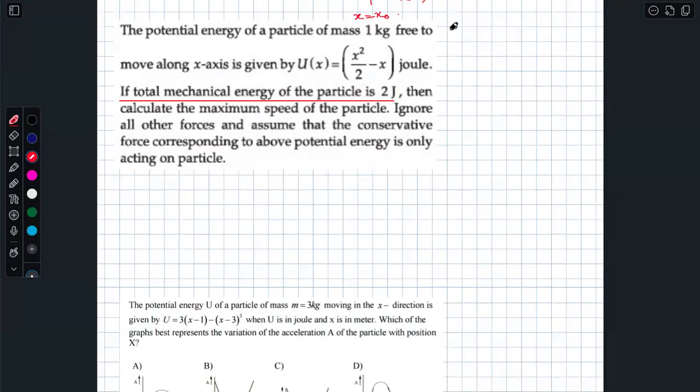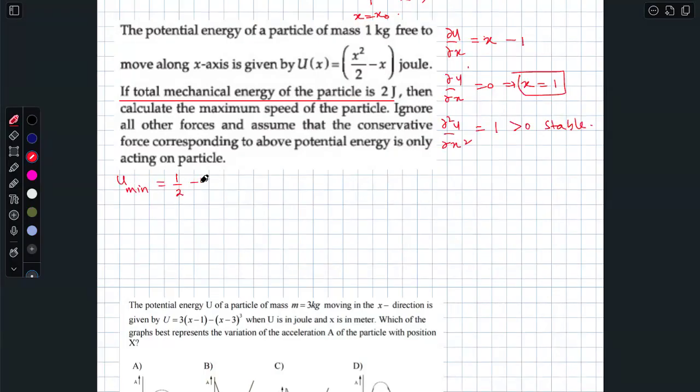Now let us identify what dou u by dou x is here. Differentiation gives x minus 1. So dou u by dou x equal to 0 is the condition you require. It happens that x is equal to 1. Now, for safety, I will check dou square u by dou x square. It is simply 1, greater than 0. So what type of equilibrium is it? Stable equilibrium position. So what is the U minimum value? U minimum is 1 by 2 minus 1, which is minus 1 by 2 joule.